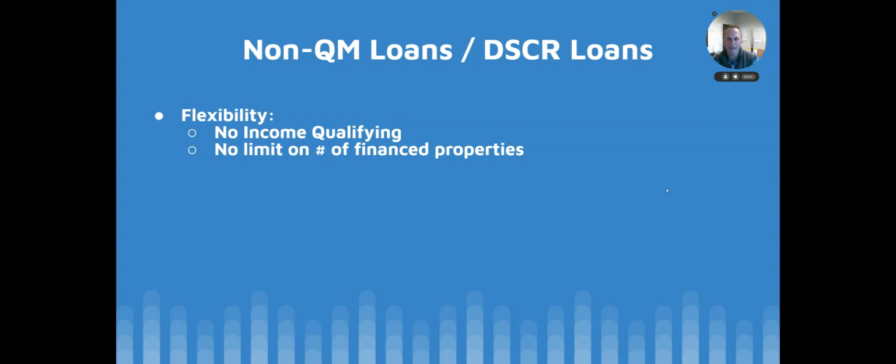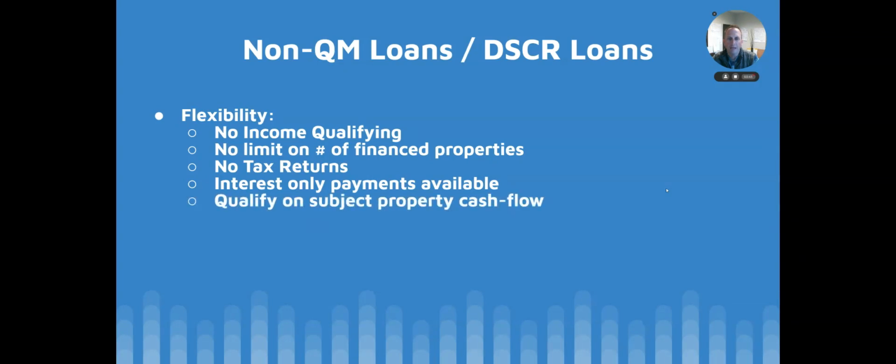With Freddie Mac and Fannie Mae, you are limited to 10 financed properties. With this loan product, you can go beyond that. No limit at all. You don't have to submit tax returns. If you want to really improve your cash flow, there's an interest-only option available. And you're essentially qualifying based on the cash flow of the property for this loan, which is really, really cool.